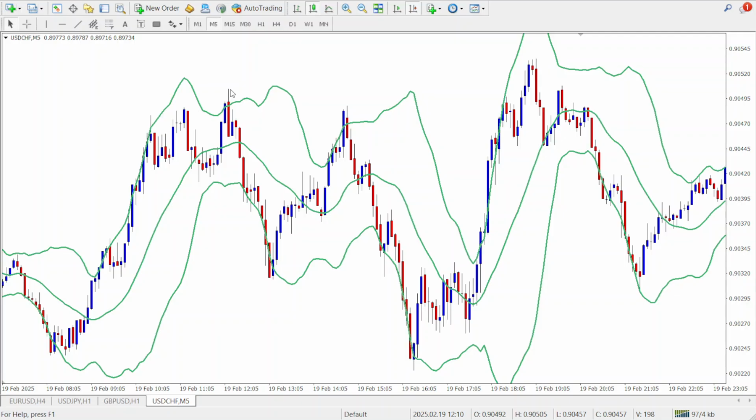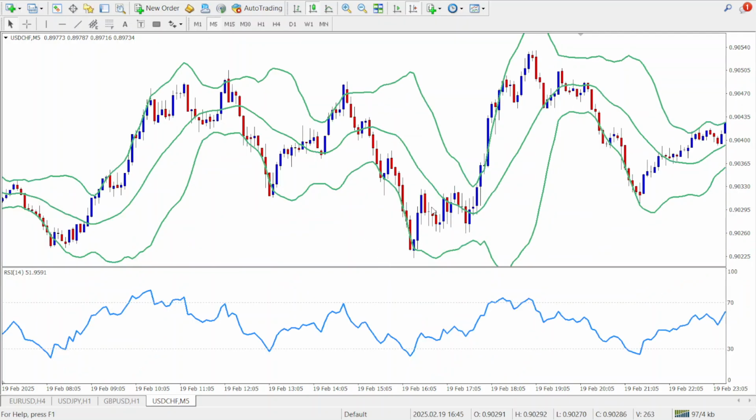So you confirm it with indicators after that. To reduce the risk of false signals, you can confirm with other technical indicators, for example the RSI or maybe MACD or any other indicator of your choice, to confirm that the market is overbought or oversold, as the case may be.